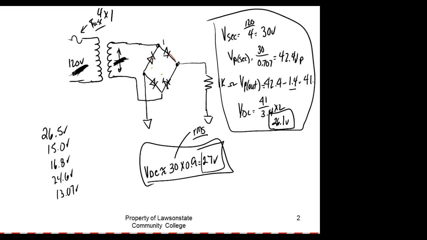On the secondary by 0.707. That gives us this. Yeah, VP out. This would be out. This is where this formula loses it. This formula right here does not compensate for the drop of the diode.